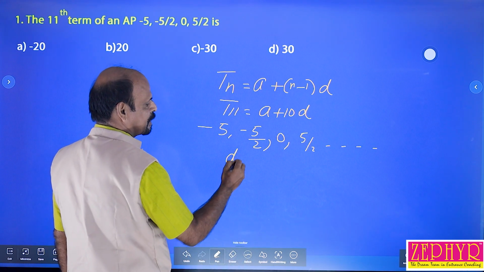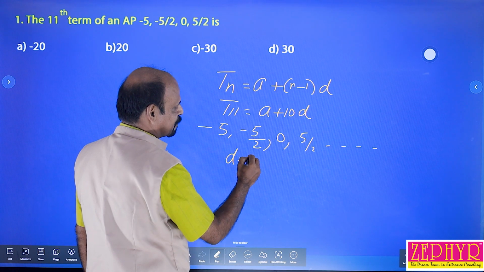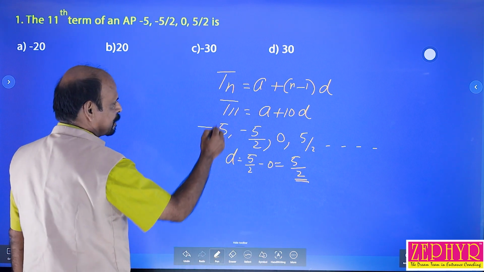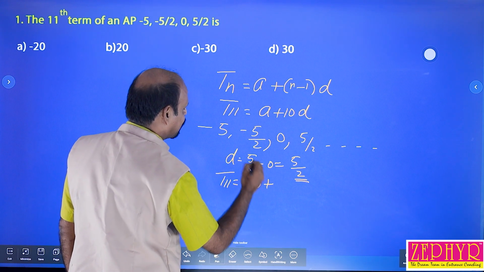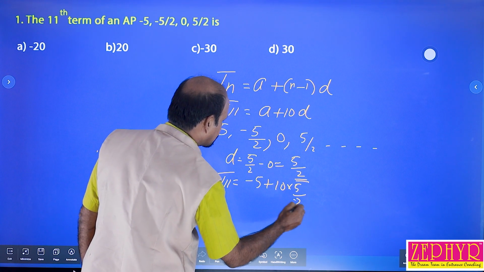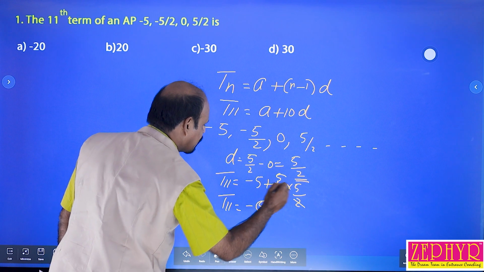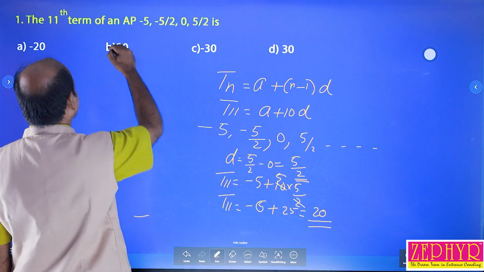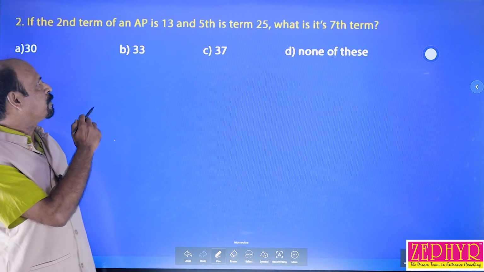You can find out the common difference by taking any term and subtracting the term just preceding it. Therefore, D equals 5 by 2 minus 0, so 5 by 2 is the common difference. Now you have to find out T11. T11 is given by A, which is minus 5, plus n minus 1 into D, that is 10 into 5 by 2. 2 and 10 cancel 5 times. So T11 becomes minus 5 plus 5 into 5, 25. So your answer will be 20. 20 is the answer, that is given as option B. B is your answer.